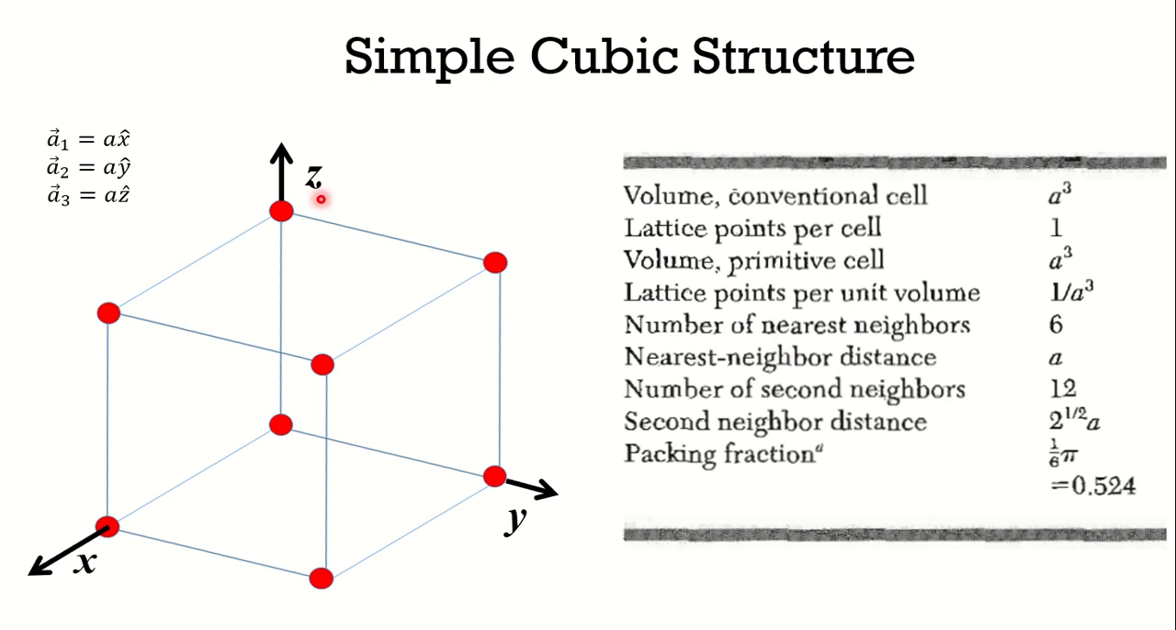Nearest neighbor. For the simple cubic structure, the nearest neighbors are 6. If I consider this one, the nearest neighbors of this are 1, 2, 3, 1 in the bottom 4, 1 in the negative x direction 5, and 1 in the negative y direction 6. So these are the 6 nearest neighbor points. Now the nearest neighbor distance is a, and the packing fraction we will discuss later on.